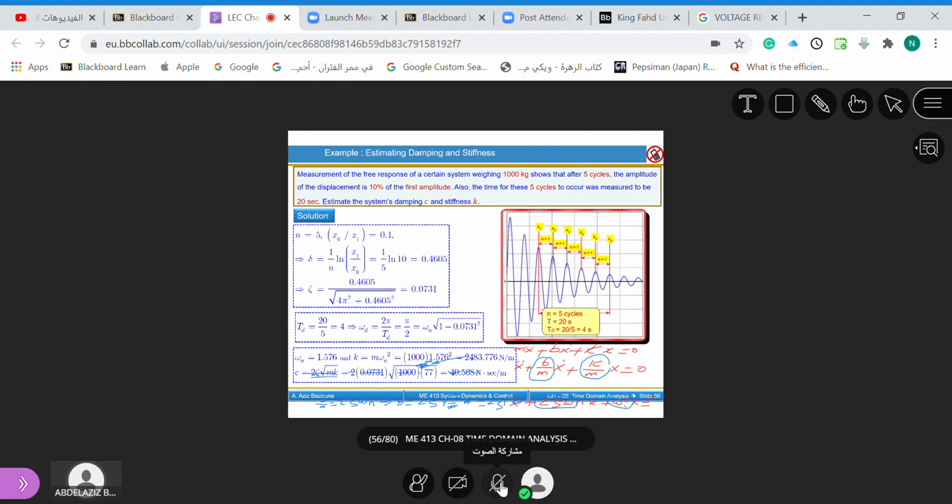This is the damping ratio. Here the value of k is 2483.776. I'm not sure if you get the same value, but you can calculate it. But this is the way how to calculate the damping. So for unknown damping, we didn't know what the damping was. We didn't know the stiffness. We found the values for them just by knowing the shape of the signal and some information about the signal.